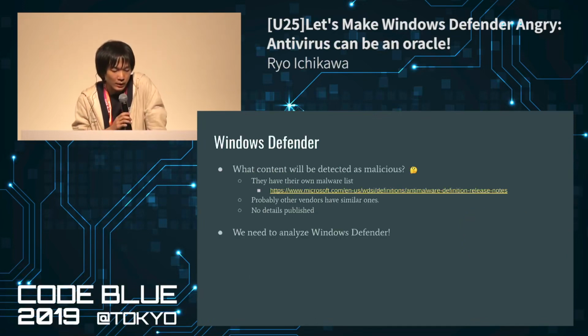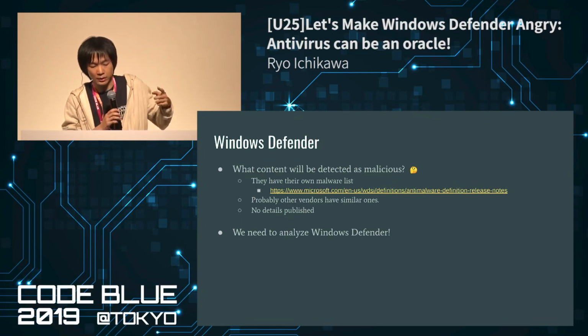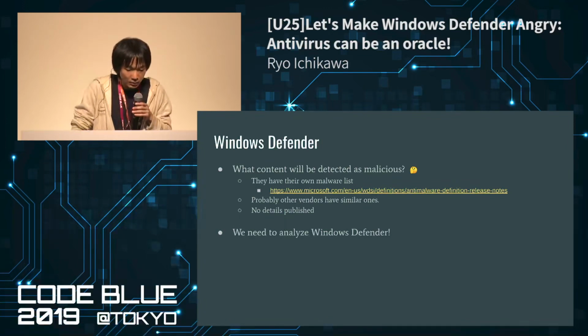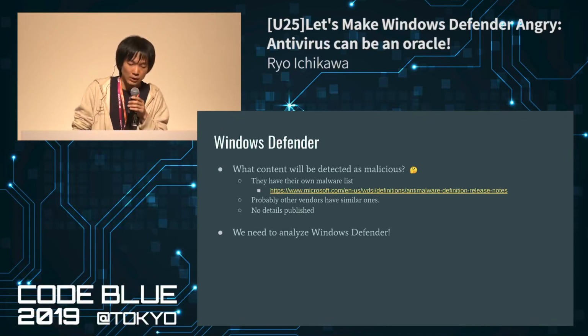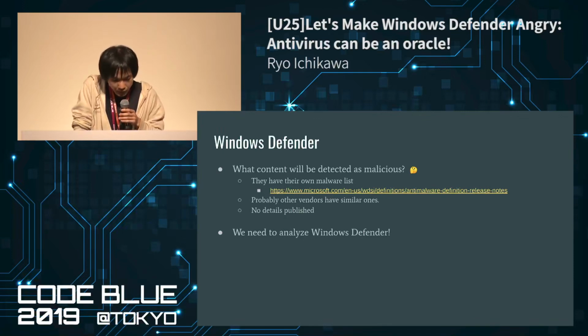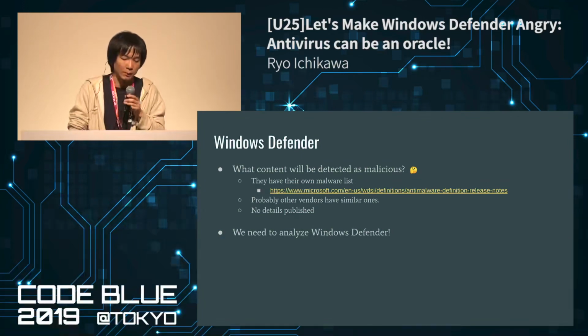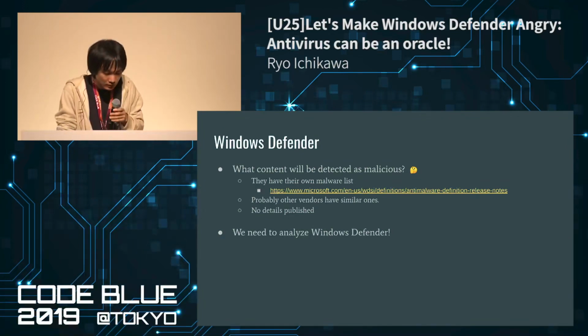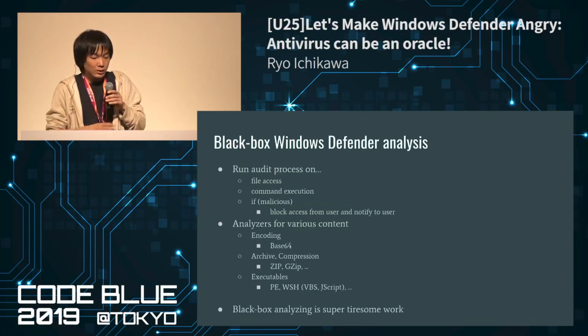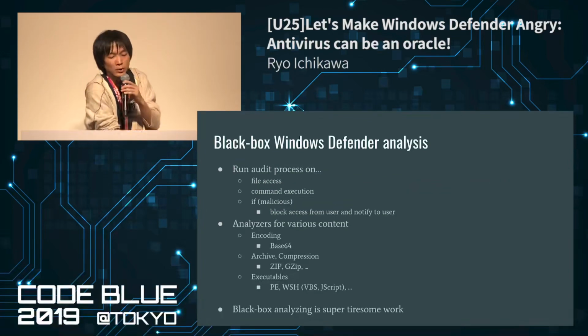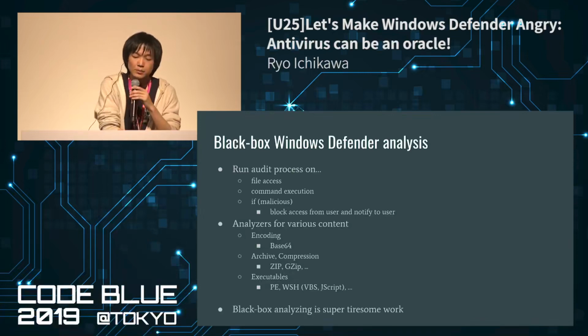So in Windows Defender, what content will be detected as malicious? Of course, they have their own malware lists and they made them public. But probably other vendors have similar ones, with no details published. So we need to analyze it manually. So, black box Windows Defender analysis.